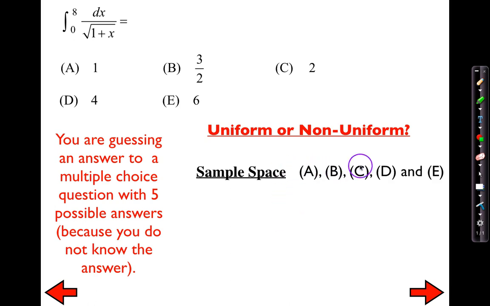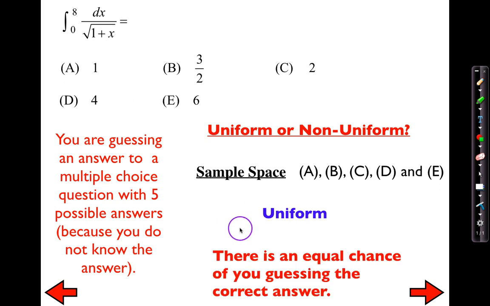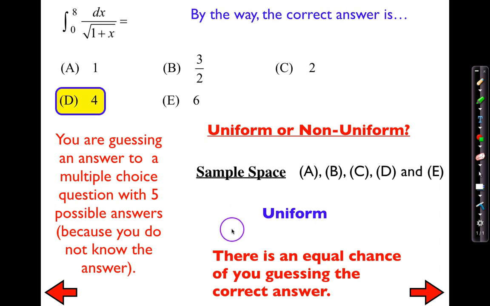We might choose A, B, C, D, or E, and we're as equally likely to pick any of these, especially since we don't know how to do this problem. So it is considered a uniform probability because there is an equal chance of you guessing the correct answer. So by the way, the correct answer is D, which is 4.